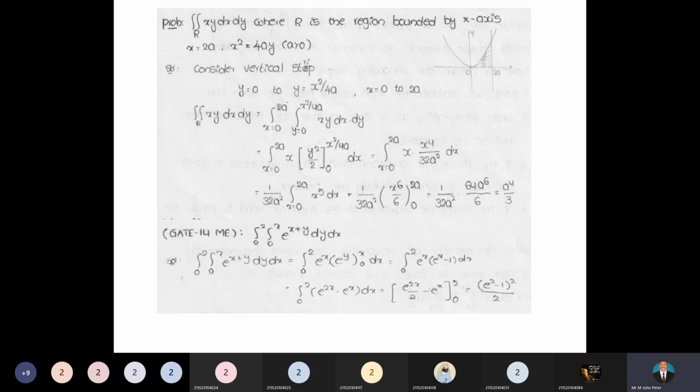So that is directly integrated, nothing is complicated. So e power 2x by 2 minus e power x, and apply limit 0 to 2. So you will get e power 2 minus 1 whole square divided by 2. Sorry, that 2 is wrong.